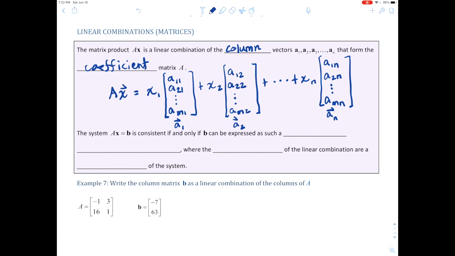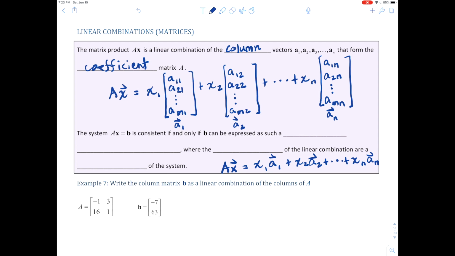And so A times X could be written as X1 times column matrix A1 plus X2 times column matrix A2 all the way down to Xn times column matrix AN. Now remember, those Xi's belong to the real numbers. They're not necessarily constants, but we would find those instead of the coefficients this time.